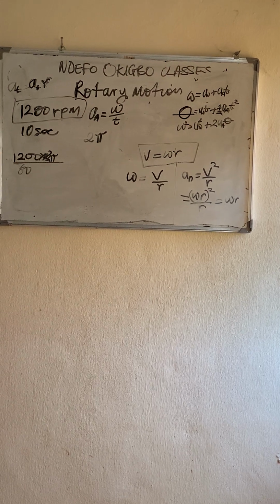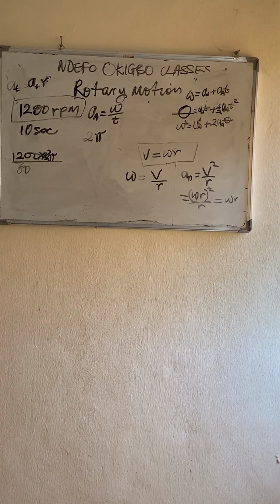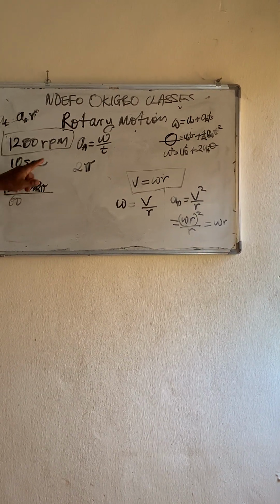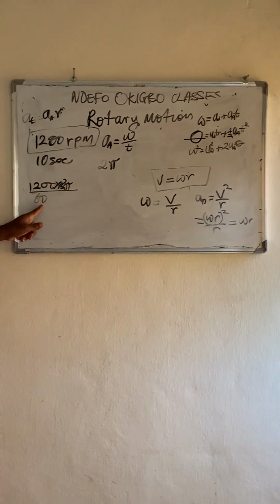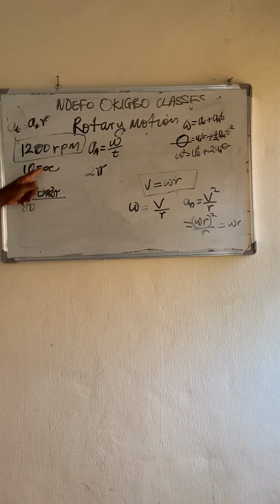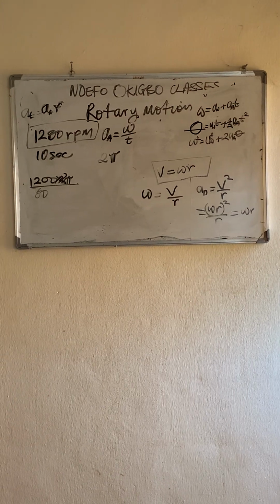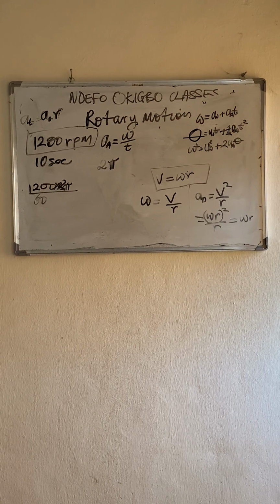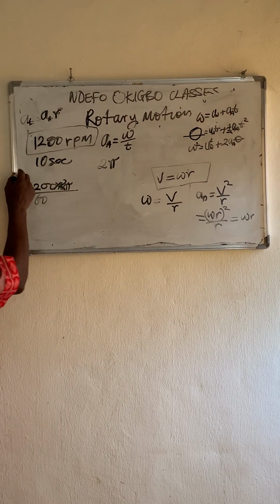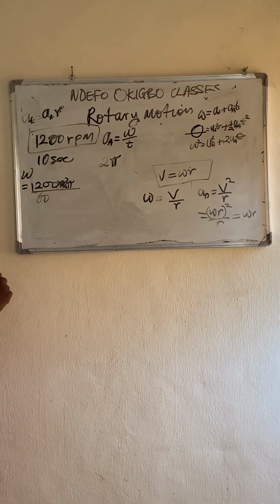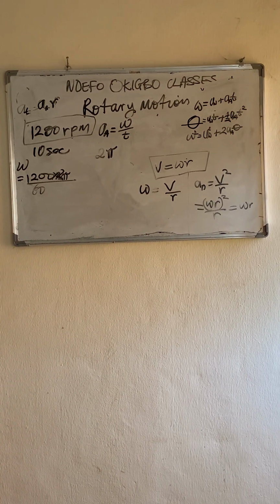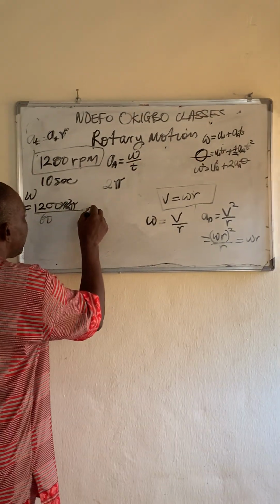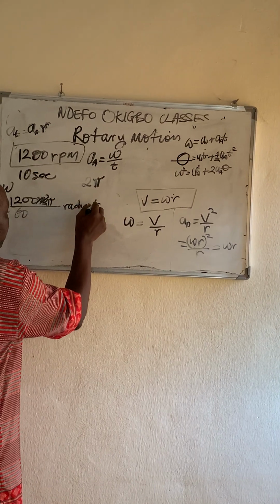That will give us the number of radians per second. We have changed the minutes to seconds, 60 seconds, and changed the revolution to 2 pi. So we can now get our answer in radian per second. This is the angular velocity in radian per second.